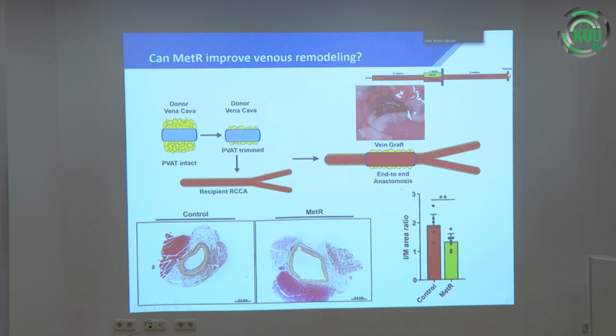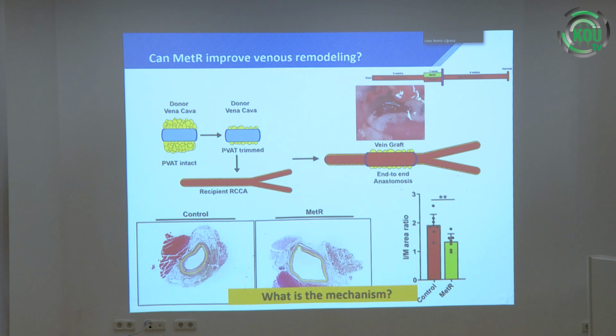That immediately post-operatively looks like this, where you can see indeed the maximal distension that over time will lead to maladaptive remodeling after surgery. And if we then look at 28 days after surgery and we quantify the intima to media area ratio to basically distinguish good from bad remodeling, we see that there is a significant reduction in the intima media area ratio, indicating that indeed we can also improve venous remodeling by short-term preoperative methionine restriction.